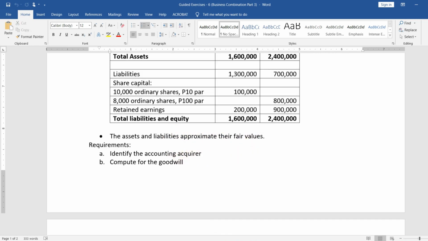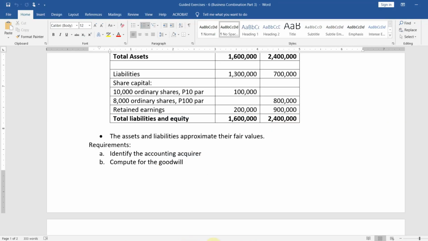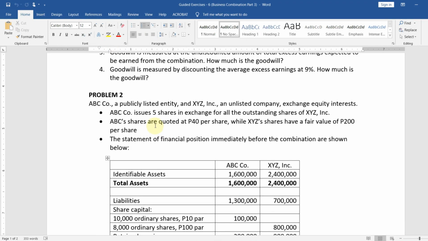First is to identify who is the accounting acquirer. Kasi di ba dalawa? You have the accounting acquirer and then the legal acquirer. So sino sa dalawa? Let's examine kung ano nangyari. Si ABC, based on the balance sheet, meron siyang share capital of 100,000 divided by par na 10, meron siyang 10,000 issued shares. Then ABC issues 5 shares in exchange for all of the outstanding shares of XYZ Inc.